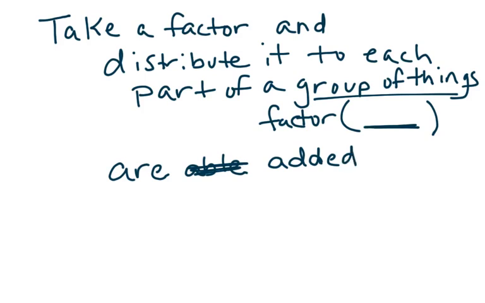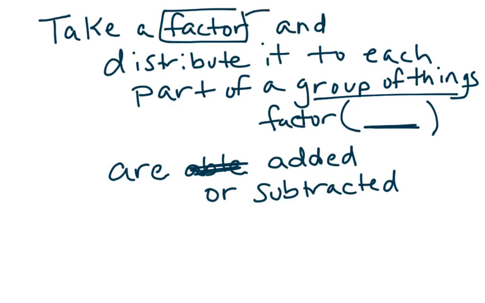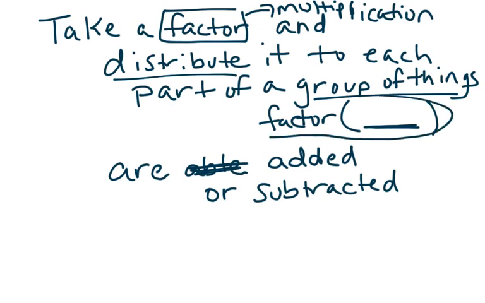So let's go through this again. And you can make some notes to the side on your note sheet if you want, that you take a factor, and a factor has to do with multiplication. So this is going to involve multiplication. And it's going to distribute it to each part of a group of things. So we're going to have the factor on the outside, a group of algebraic terms, and they're going to be added or subtracted in that set of parentheses.